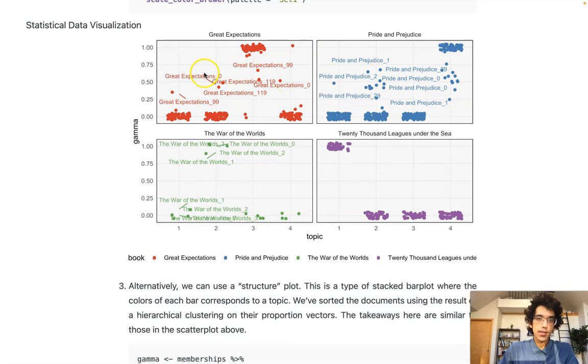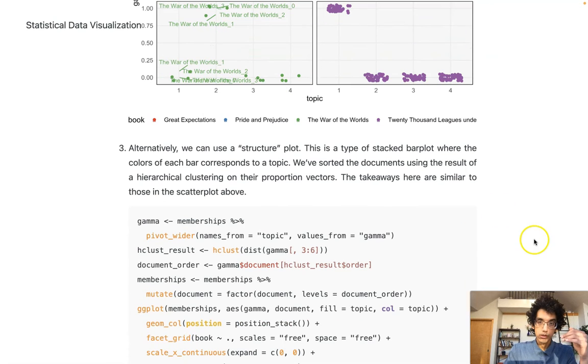I find this a little bit less satisfying because you're not able to say, for one document, what is its mixture across all the topics. So I can see paragraph 99 in Great Expectations has this height for topic 3, but I'm not able to see what is the corresponding probability for the other topics. I know that paragraph 99 has some probability assigned to each of the 4 topics, but all that's being labeled is the probability for topic 3. So to get around this, you can use something called a structure plot.